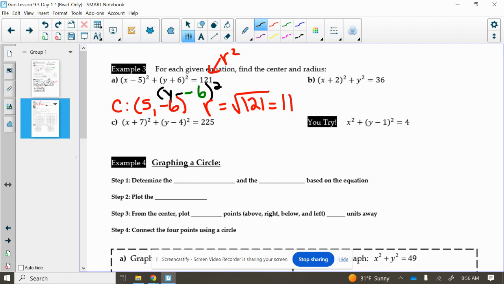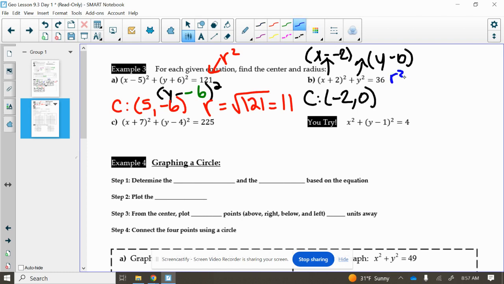Again, in letter B, we have to be careful of this y value. Reminder that is officially -0. And then here, again, that plus sign, think about, is minus a negative to make that plus. So our center this time is at (-2, 0). And then the radius squared is 36, so our radius would just be 6.